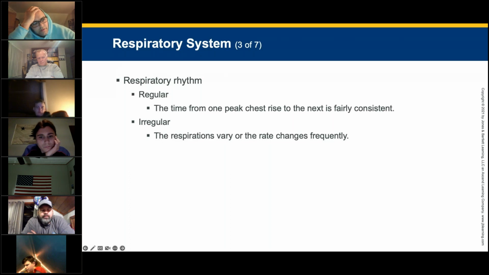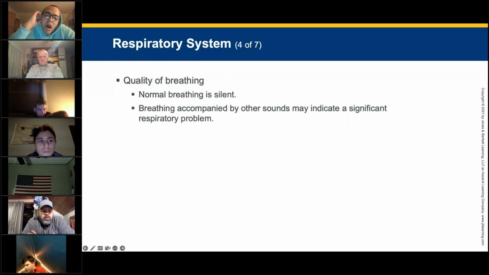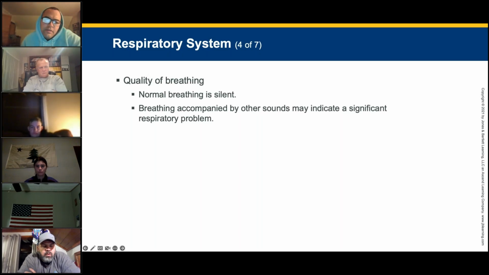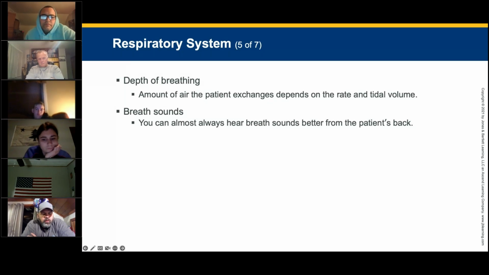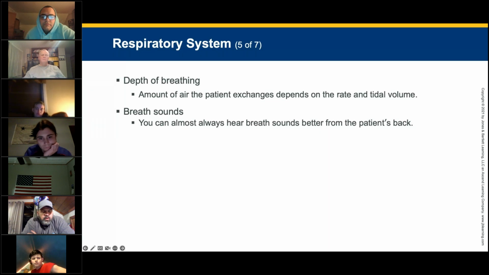The respiratory rhythm, regular or irregular. So is it consistent or is it changing? The quality of their breathing. Normal breathing is silent. Normal breathing should not have any of the noises we were talking about earlier. If you hear another sound, that could indicate a significant respiratory problem. The depth of breathing. This is the amount of air the patient exchanges based on the rate of their breathing and the tidal volume.